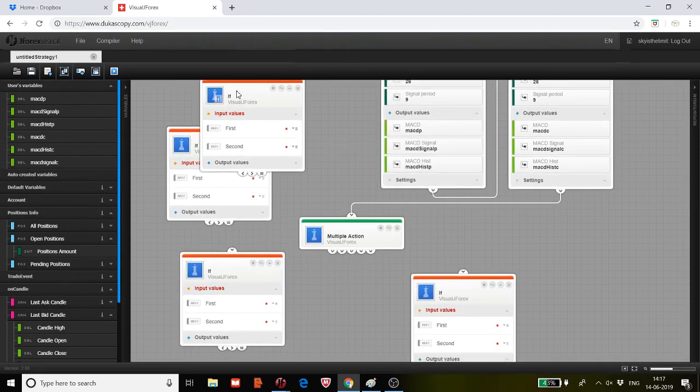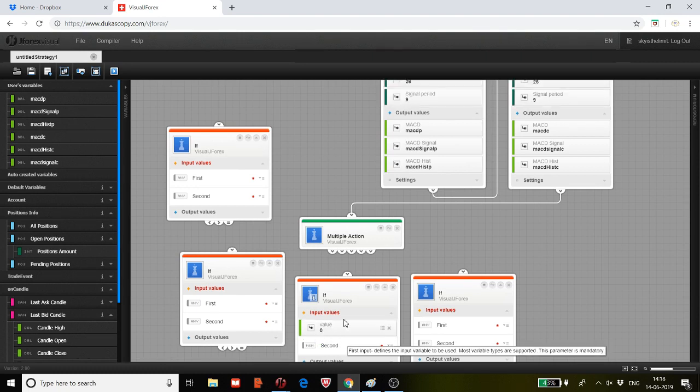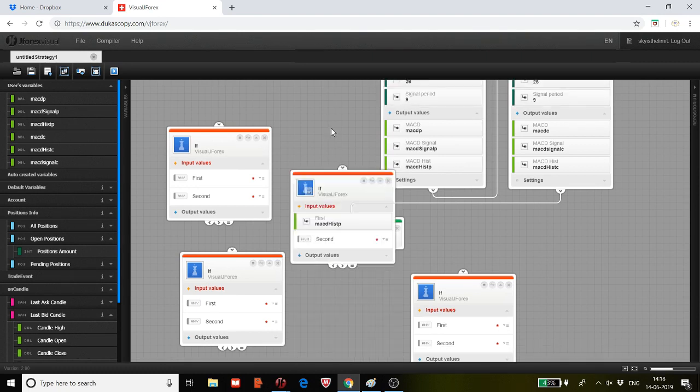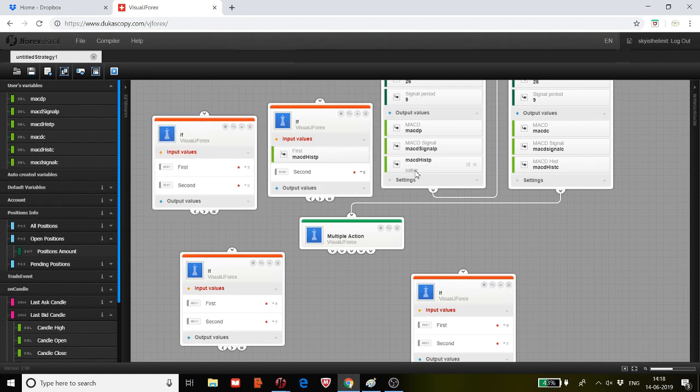Done. Now the logic is like this. The MACD histogram should move from negative to positive value. So for the previous candle, the previous histogram should be below 0. Below 0 means in the negative, and greater than 0 means positive. This way we will define the histogram.